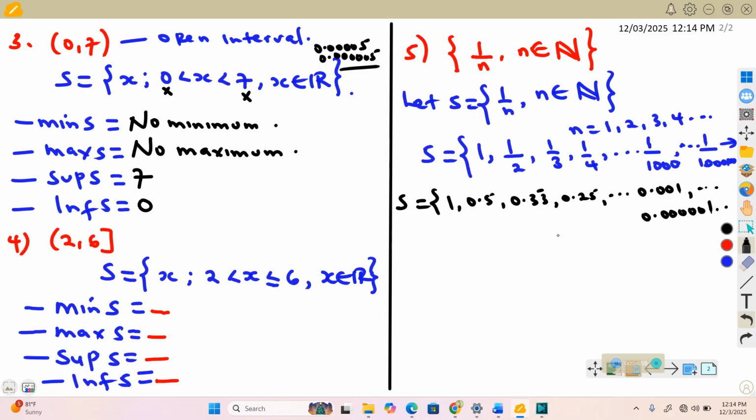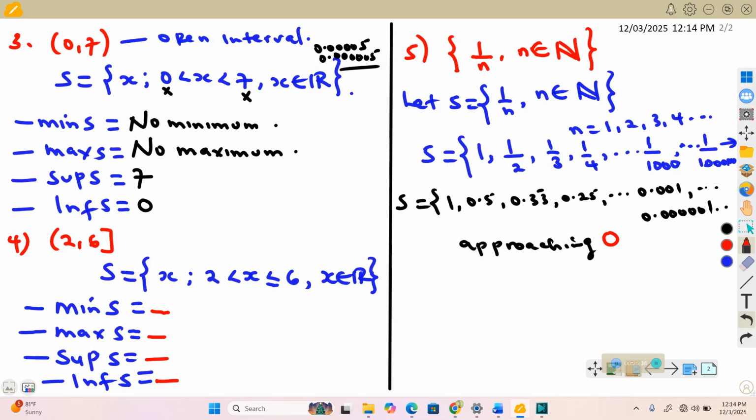So you realize all these numbers here are approaching a single value. Which value is it? Because when you see this one, it keeps on reducing, and it means all these ones are approaching a single value, which is 0. So these values are approximately equal to 0.